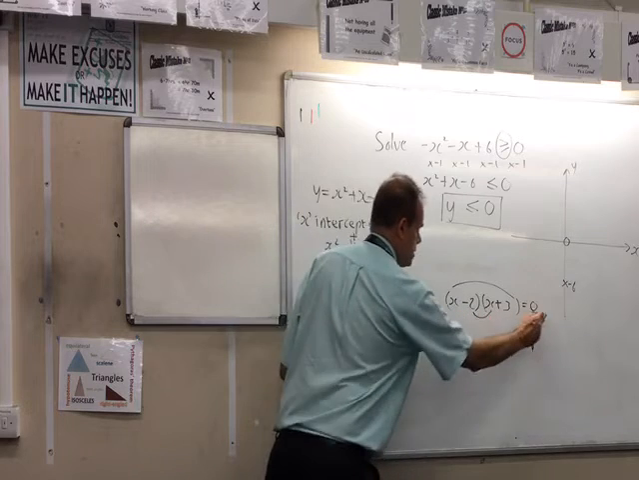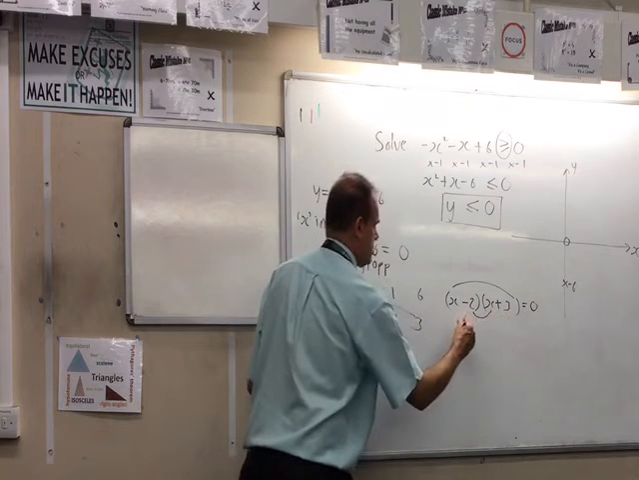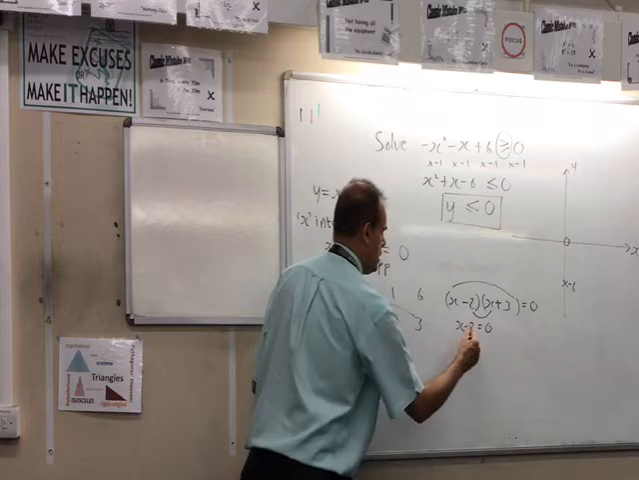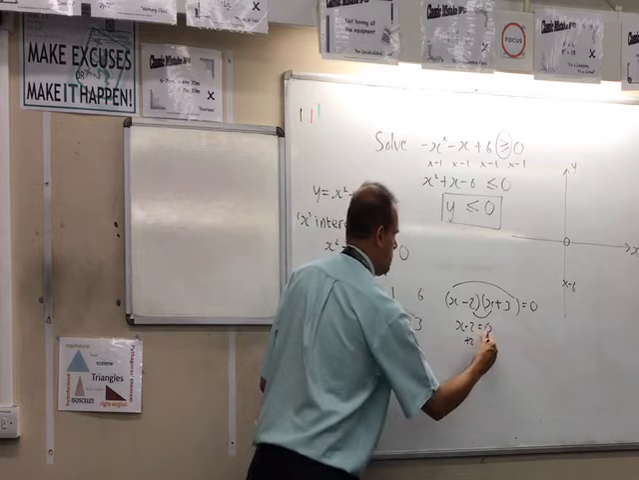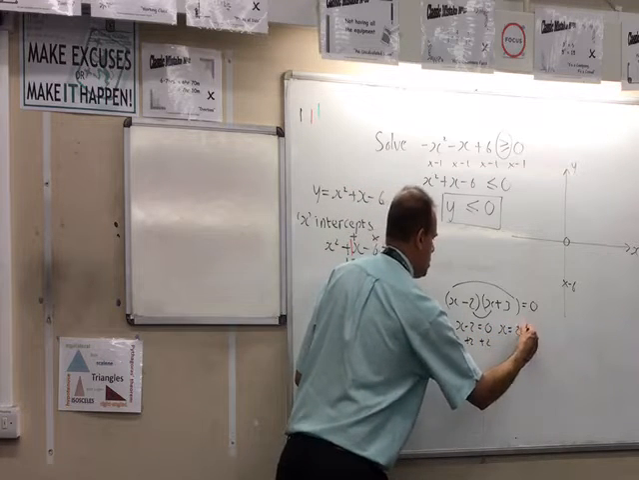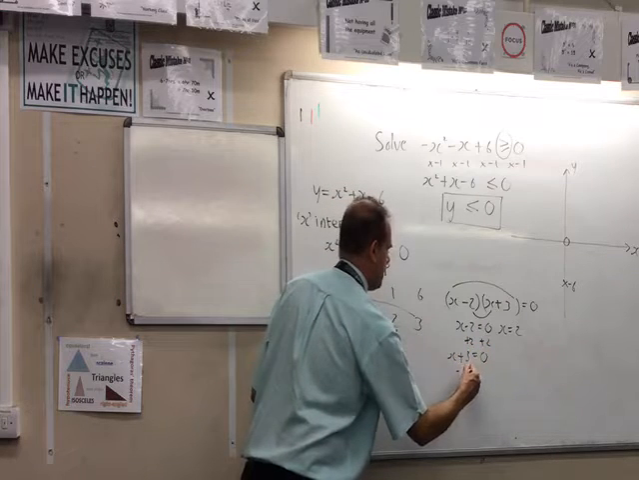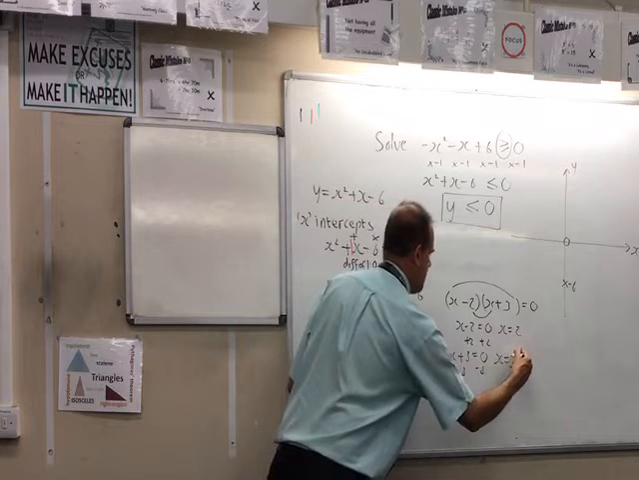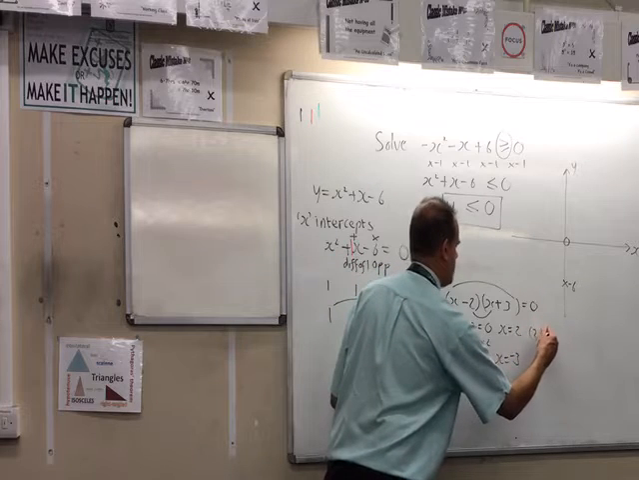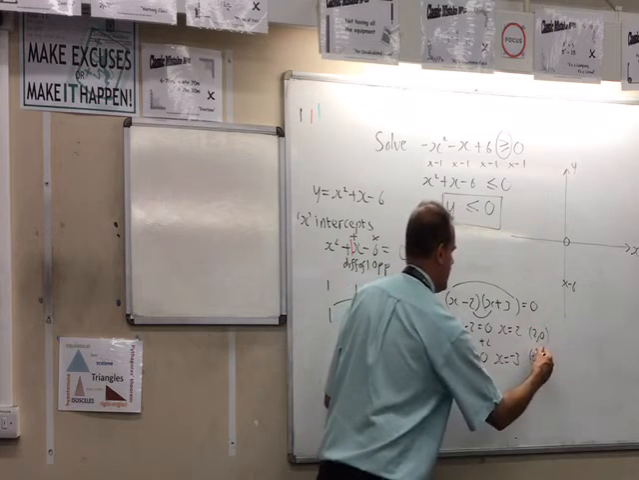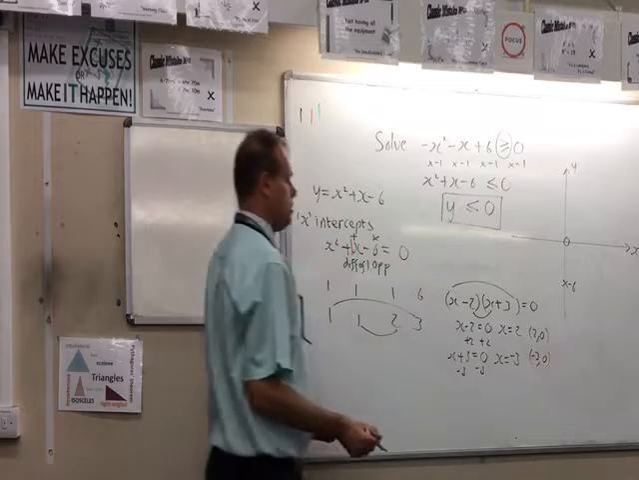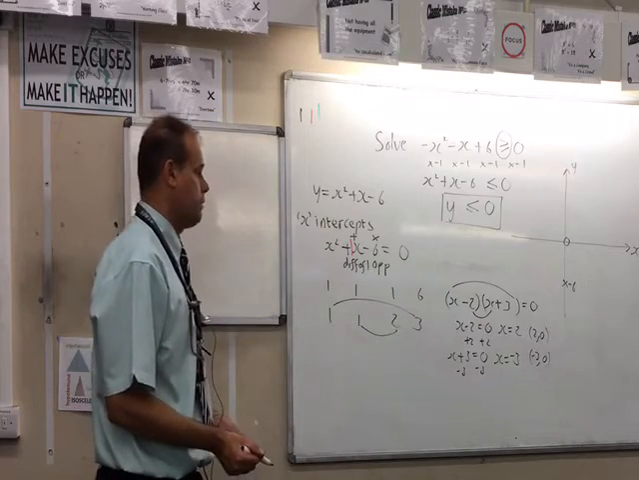For the product of two things to be equal to 0, either of those could be 0, so x minus 2 could be equal to 0. If you add 2 to both sides, you get x equals 2. If you do the other one, x plus 3 equals 0, take 3 off both sides, you get x to be minus 3. So the coordinates are: when x is 2, y is 0, and when x is minus 3, y is 0. And they're called the x-intercepts, which are going to feature in the answer.